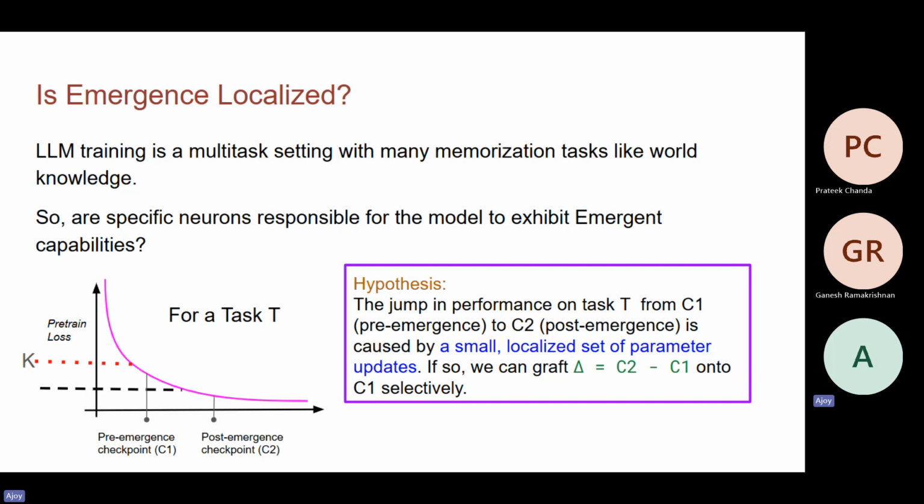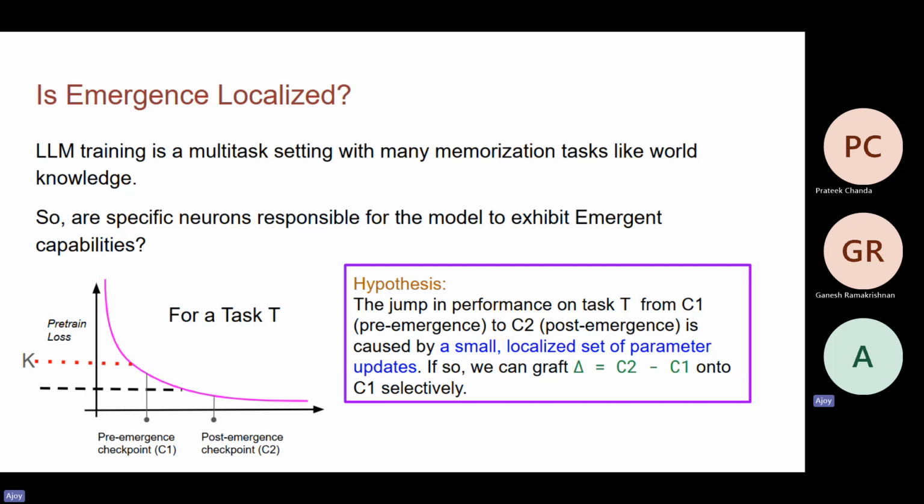The idea is that if this is loss, even if we take a 7 billion parameter model, so there's just one model, and this is a post-emergence checkpoint C2, and this is a pre-emergence checkpoint C, and this is the performance curve that we get, something like this. We want to see accuracy on the task T. So we want to see when you graft C2 onto C, whether the performance of C increases because the emergence which happens is localized.